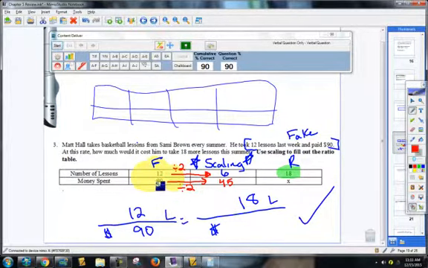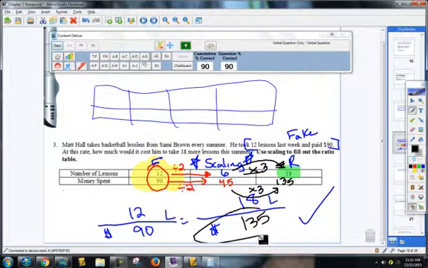So now I know that based on this information, if Matt only wanted to do 6 lessons, it would cost him $45, right? Now, what am I doing to go from 6 lessons to 18 lessons? Multiply by 3. So if you multiplied your lessons by 3, what do you have to do to your money? Multiply by 3. Very good, 135. And if you'd checked with your proportion, you would have gotten that as well.